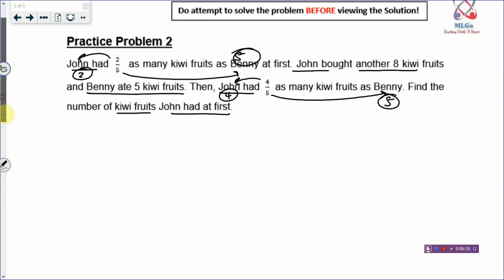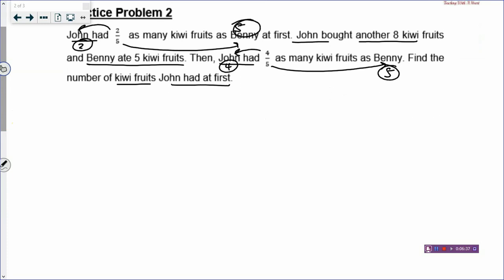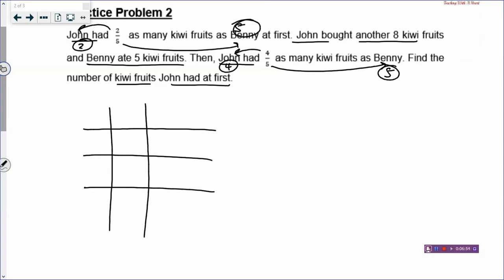So again, it's a before and after, and everything changes. All right, because there's no transfer, they did not eat an equal number of kiwi fruits, and both persons have bought and ate kiwi fruits. So everything changed. Okay, so let's draw the table and fill in the boxes. So you have your before, change, after, then you have your John, then Benny, and then you have the total.